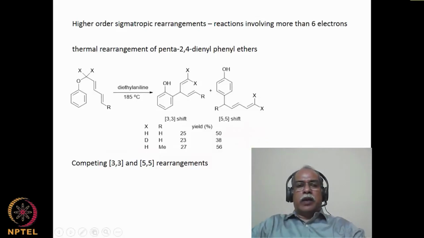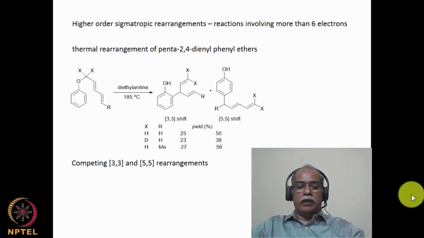Now let us move on to higher order sigmatropic rearrangement. These are rearrangements which involve 6 electrons or more. So far we have looked at 4 electron and 6 electron involvement of the sigmatropic rearrangement. In this particular section, we will look at the higher order sigmatropic rearrangement that involve more than 6 electrons.